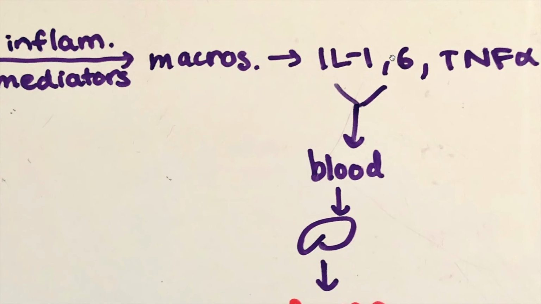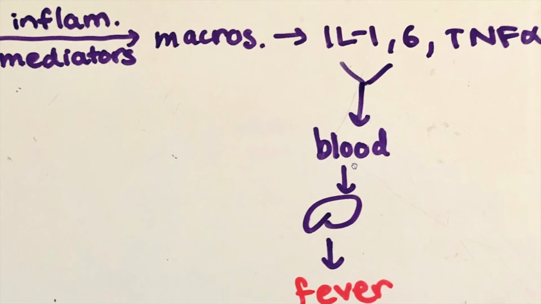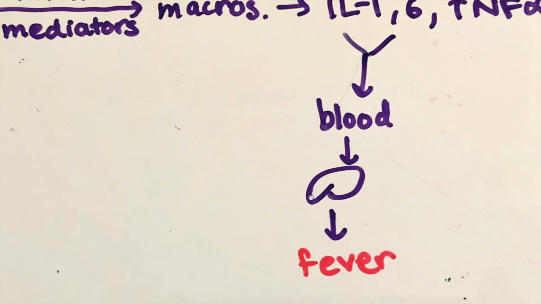The type 2 pneumocytes that are damaged release inflammatory mediators, and that leads to macrophages being activated and releasing cytokines like IL-1, 6, and TNF-alpha. IL-1 and 6 are pyrogens, and they induce fever. How are they able to do this? Well, the IL-1 and 6 go to the blood, to the hypothalamus of the brain. This is how I draw the brain. Sorry, I know it looks a little weird. And that resets the body temperature and causes fever.